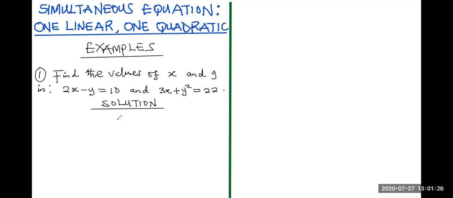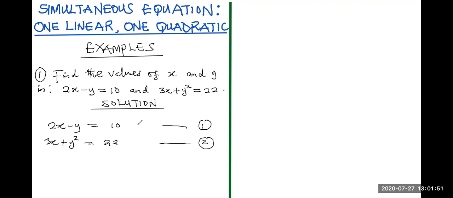Find the values of x and y in this equation. What you are going to do is pick any one and make it your first equation and second equation. So I can just pick them as they appear: 2x minus y is equal to 10. I call this my equation 1. Then 3x plus y squared is equal to 22. I call this my equation 2. So you know that it is mathematically balanced because 2 variables, 2 equations. So what do I do here?